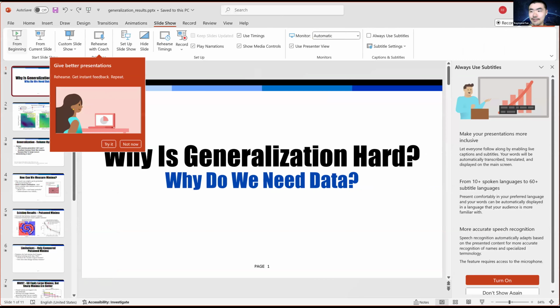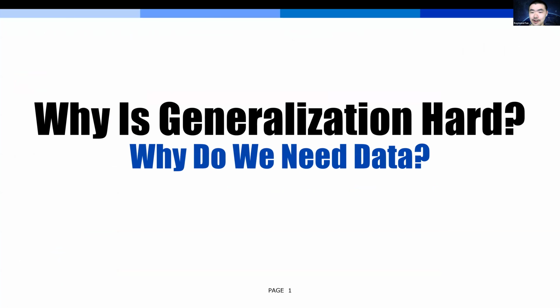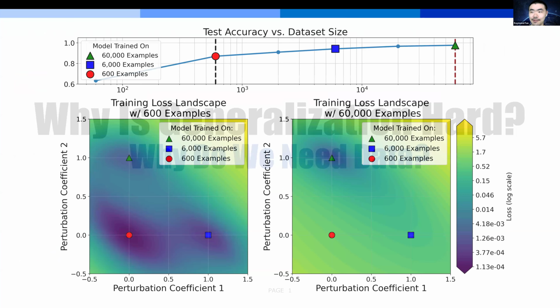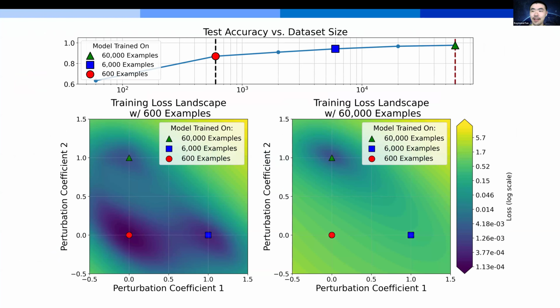So I'm going to be talking about my research, which is on why is generalization hard, specifically why do we need data? And to motivate the stuff that I'm going to be talking about, we can think about MNIST. If we train MNIST with more data, we know we get models which are better. As you can see over here, if we train with 60,000 examples, then we get pretty close to 100% accuracy. But if we train with only 600 examples, we get pretty terrible accuracy.